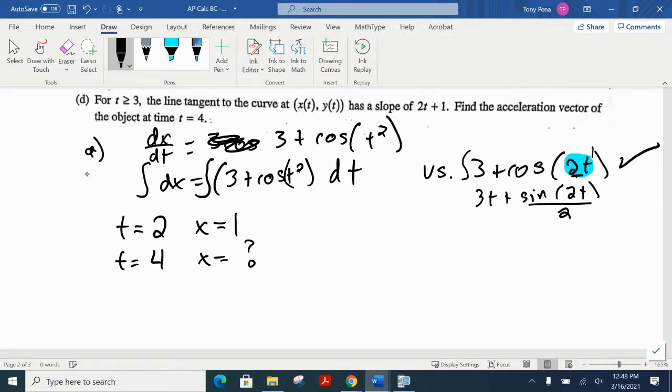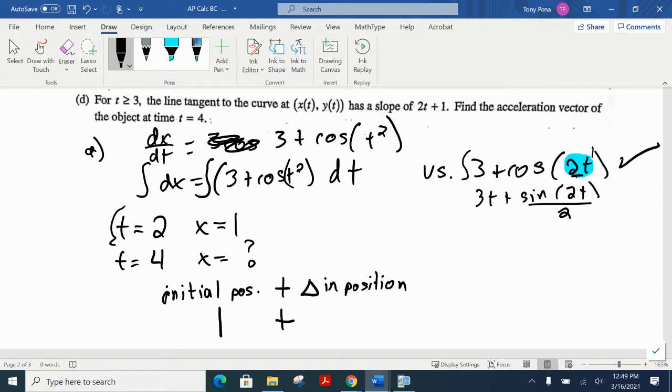So the way we're going to be doing this, and we have done these before in chapter 7, we're going to take this little expression, our initial position, and add the change in our position. So we know our initial position is 1. That was given to us right here.